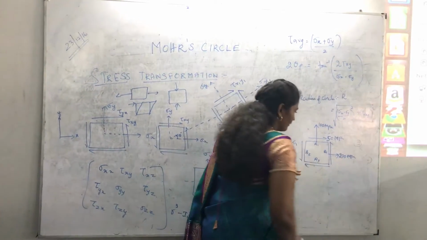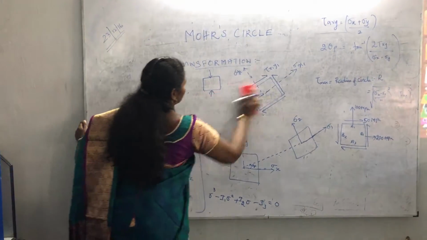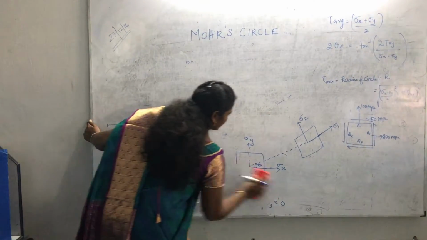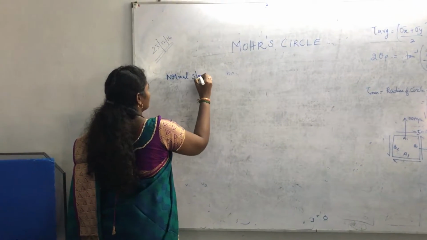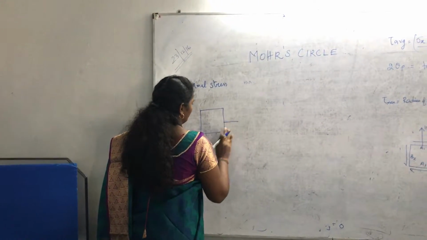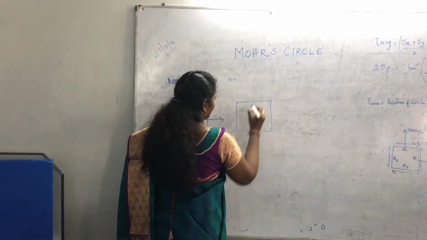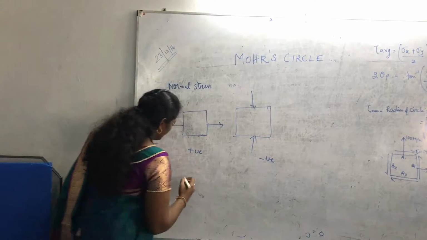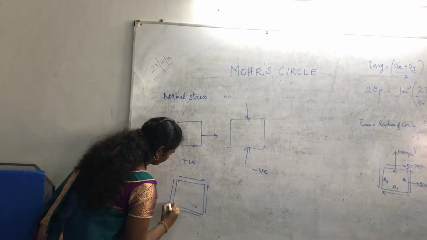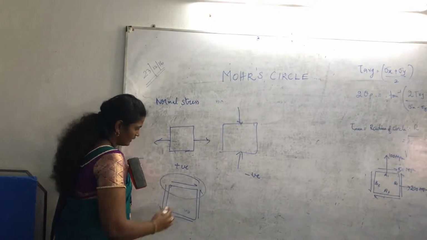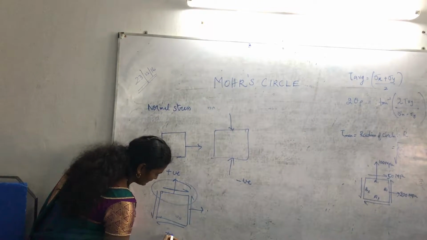Before that, we need to know the basic sign conventions used in these concepts. The basic sign convention for normal stress is, if it is tensile, it is positive; if it is compressive, it is negative. For the shear stress sign convention, look at the topmost plane alone where it is acting. The topmost plane is moving in the positive x direction, so the shear stress here will be positive.